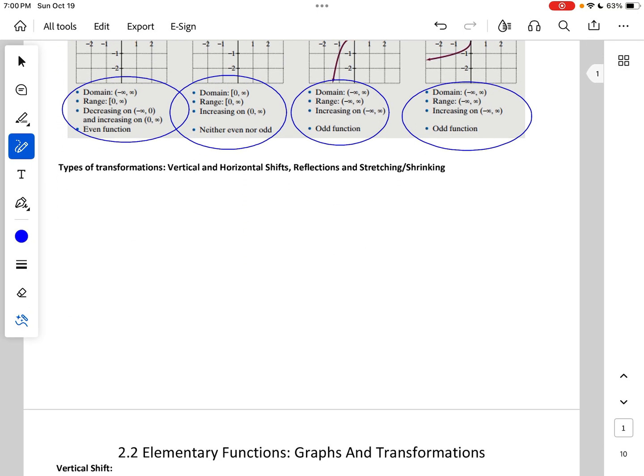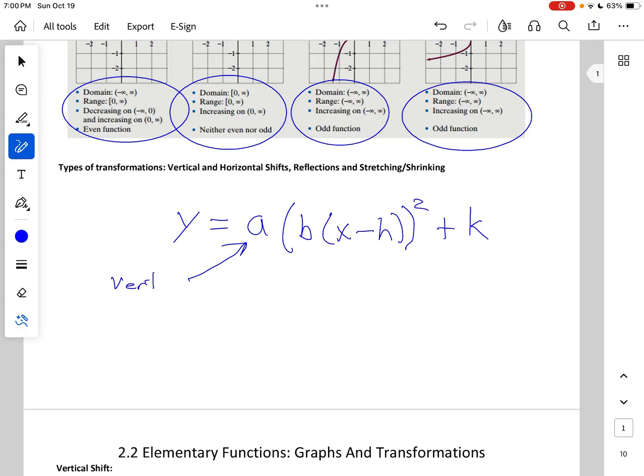So let's look at types of transformations: vertical, horizontal shifts, reflections, stretching, and shrinking. So if we look at a standard quadratic function, so let's look at y equals a(b(x minus h)) squared plus k. Okay, let's look at what each one of these do. As we should know, our a here is a vertical stretch or shrink.